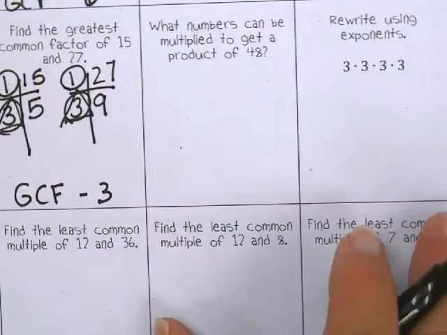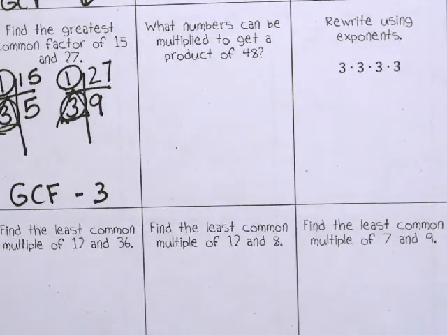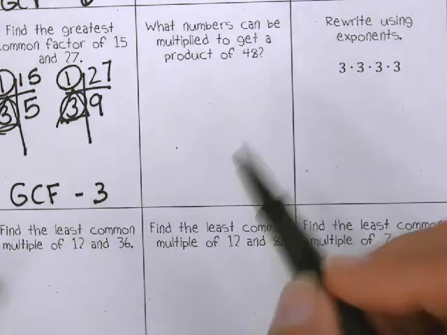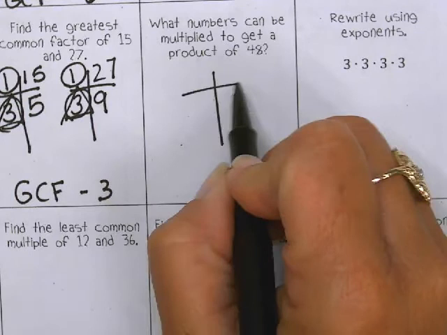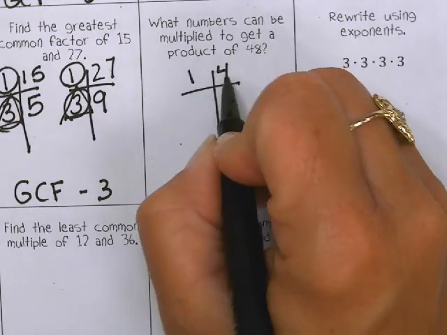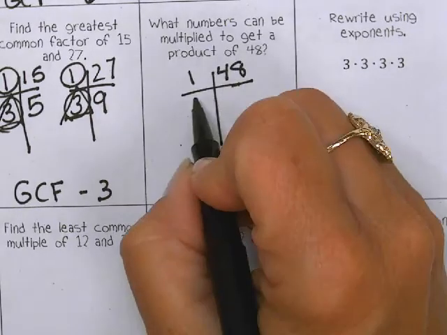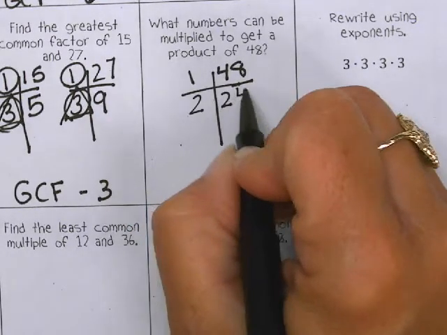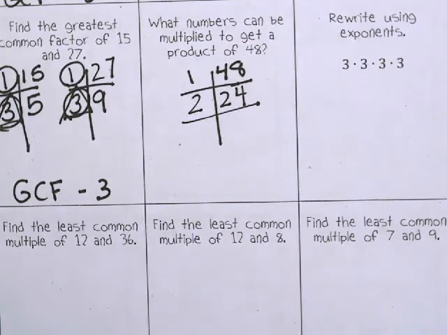The next question says, what numbers can be multiplied to get a product of 48? We're really going to do the same thing, because we're going to make those factor pairs, which is what we've done over here. We're going to make a T-chart for 48 and write all the numbers that we can multiply to make 48. So 1 times 48 makes 48. 2 times 24, because it's a number that can be divided in half.